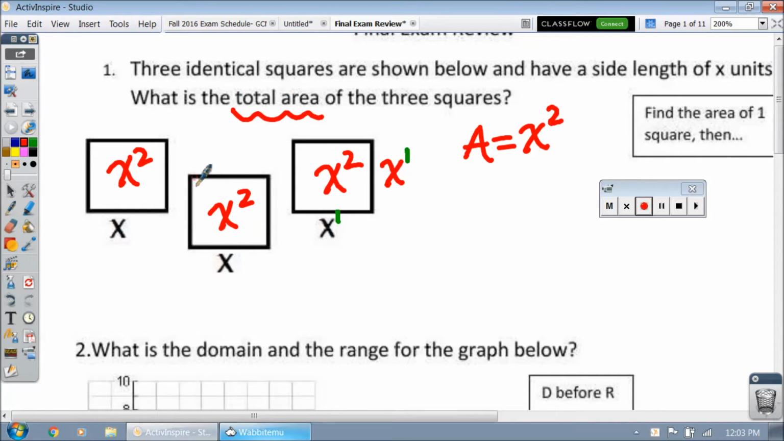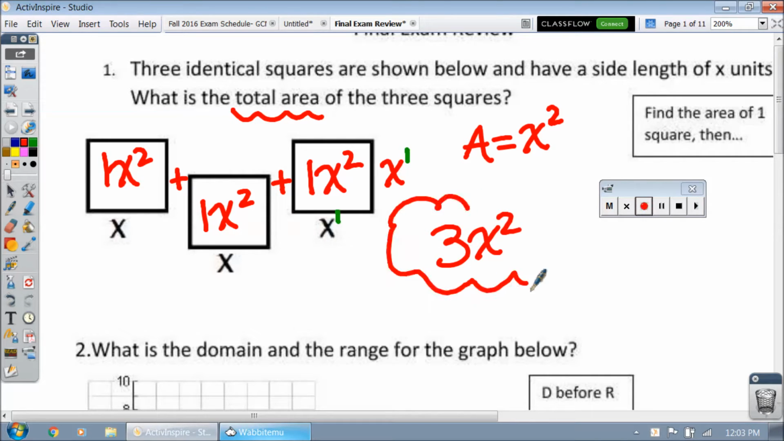If I want to find the total, I would need to add the areas together. You are not doing anything with the exponents at this point. We are combining like terms. So if you have 1x squared plus 1x squared plus 1x squared, that means you have a total of 3x squared. Now how could we determine if 3x squared is actually the correct answer?